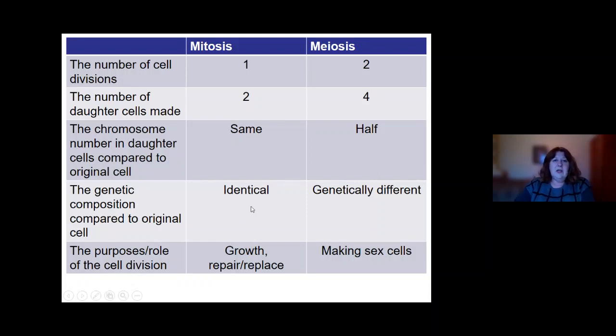The composition in mitosis of the daughter cells is identical, whereas in meiosis we know it's genetically different because it gives rise to variation, and we know they've got different purposes, these types of cell division. In mitosis we are growing, repairing, replacing, whereas in meiosis we're making gametes, we're making sex cells, we're making egg and sperm cells, or in plants we're making pollen and ovule cells.